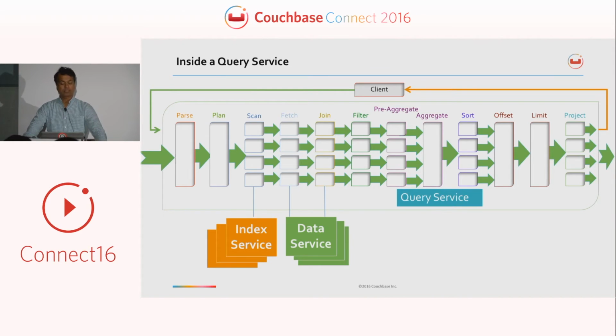For other phases like the scans, the joins and filter, there's a parameter that you can set on a per query basis, or you can set on the whole query service called max parallelism. By default, it is set to 1. If you want to increase the parallelism, you can set per query or per service as well.